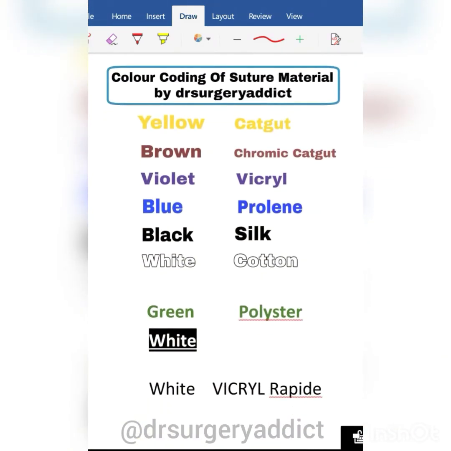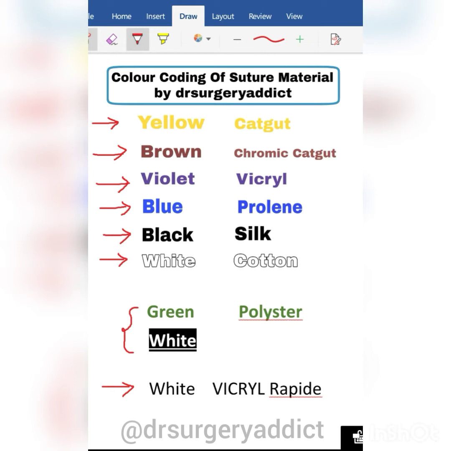This is a chart which signifies the color coding of the suture material. Look, yellow is catgut, brown is chromic catgut, violet is vicryl. Vicryl is polyglactin. Blue means prolene. Prolene is polypropylene. Black means silk. White suture is generally cotton. There is polyester suture which might be green or white, and vicryl rapid which is white. But this is so confusing. You cannot remember this by learning the chart.